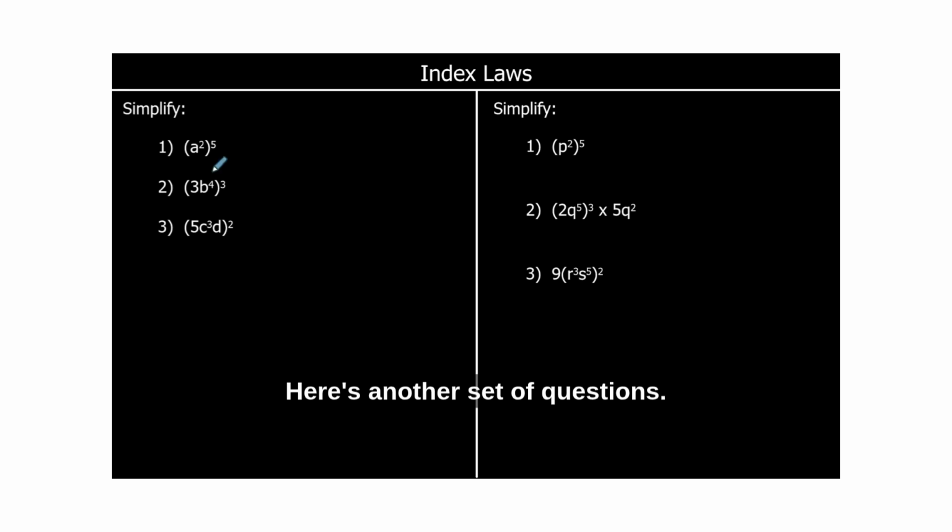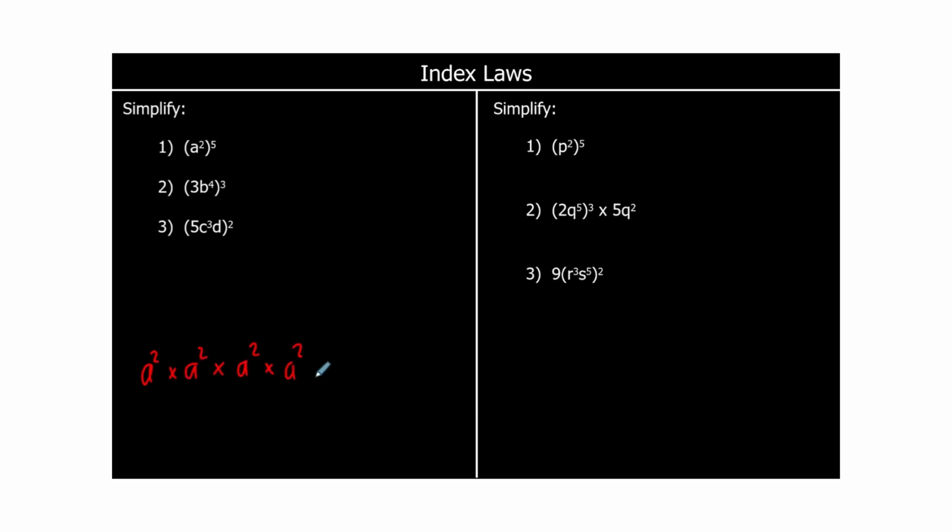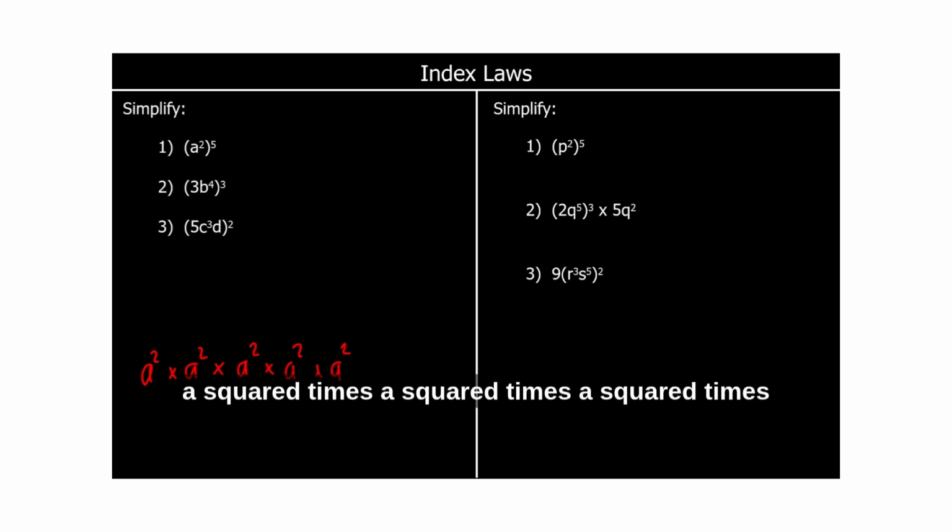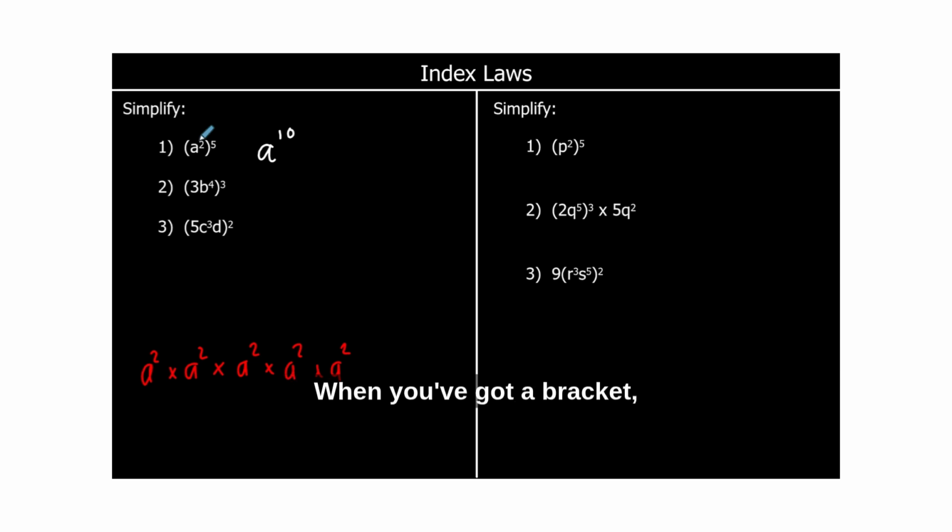Here's another set of questions. So we've got simplify a squared to the power of 5. So it's a squared to the power of 5. That means a squared is multiplied by itself 5 times. So a squared times a squared times a squared times a squared times a squared is a to the power of 10. And there's a quick way of doing this. When you've got a bracket, you can just multiply the powers. So 2 times 5 is 10.